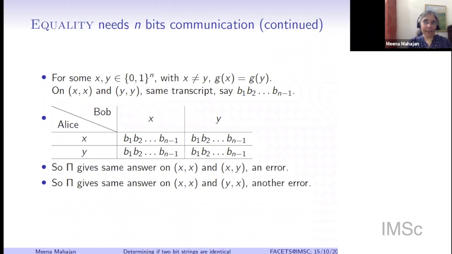Yes, that's what we're saying. We're saying that if the mapping from the equality inputs, yes inputs, to transcripts is not injective, then there is an error. So therefore it must be injective. And if it must be injective, then you must have long enough transcripts. Okay? So that is why you need a transcript of length at least n. You cannot get away with less than n bits.